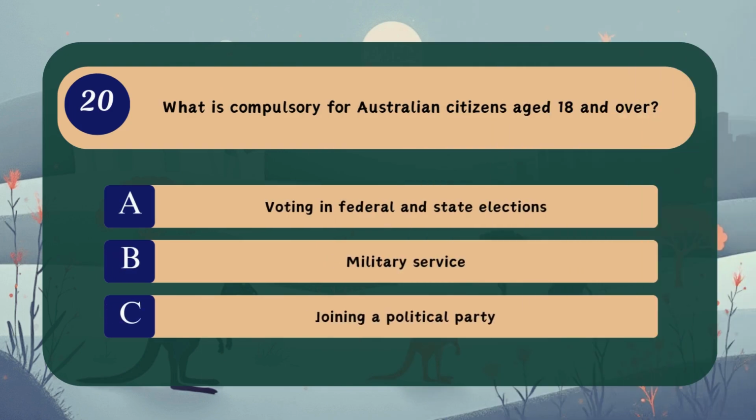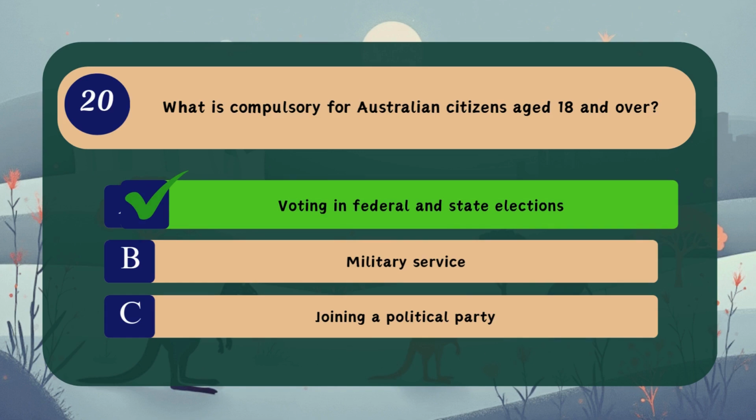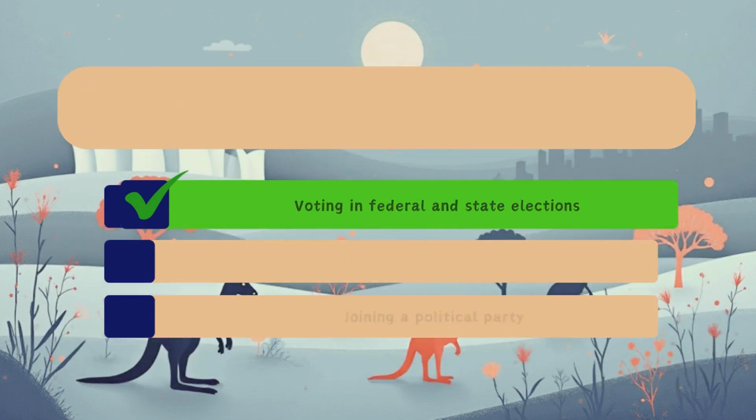Question 20. What is compulsory for Australian citizens aged 18 and over? A. Voting in federal and state elections. B. Military service. C. Joining a political party. Correct answer. Voting in federal and state elections.